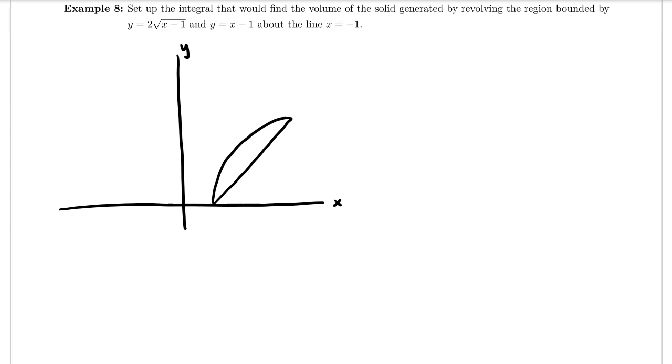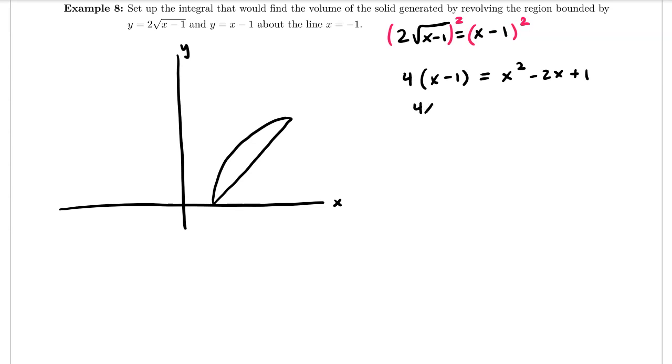And it would probably help us if we found where those two curves intersect. So let's go ahead and set our curves equal to each other. We can do that since they're both equal to y. I'm going to square both sides now. The left-hand side gives me 4 times x minus 1, and if I FOILed out the right-hand side, we'd get x squared minus 2x plus 1.